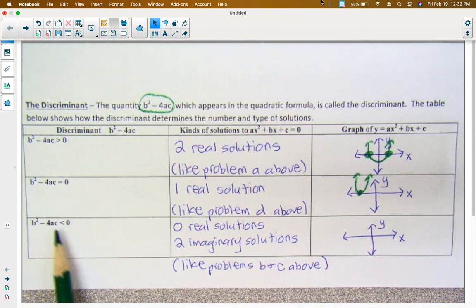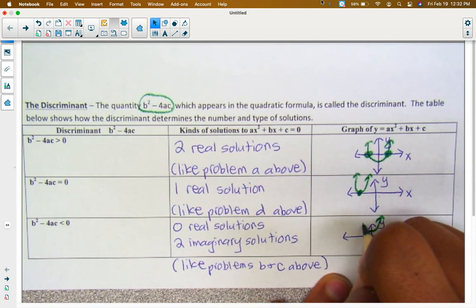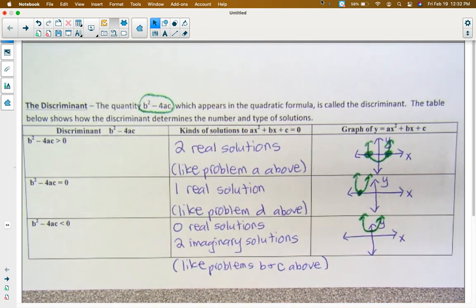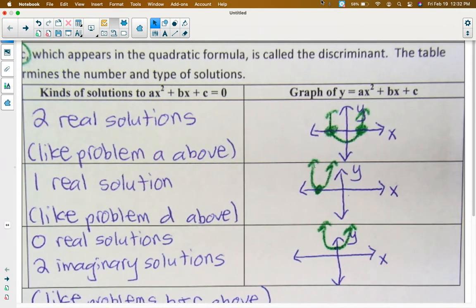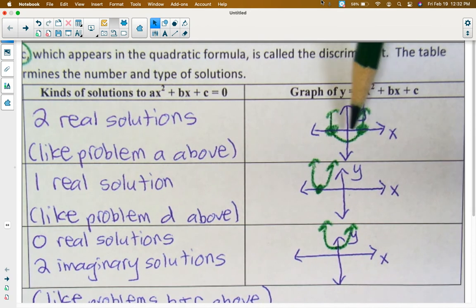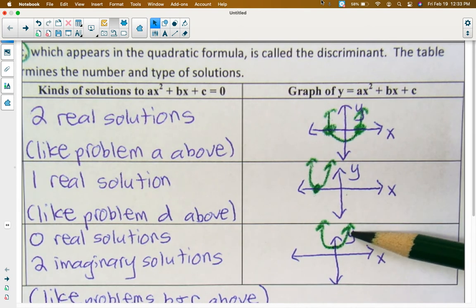And if you have your discriminant where it's less than 0, it is not going to cross the x-axis at all. So it's going to be just chilling up somewhere. Let me zoom in so we can see that a little better. If your discriminant is greater than 0, it's going to touch the x-axis in 2 spots. If your discriminant is equal to 0, it's only going to touch once. And if your discriminant is less than 0, notice this parabola here is not touching the x-axis at all. It means there will only be imaginary solutions.